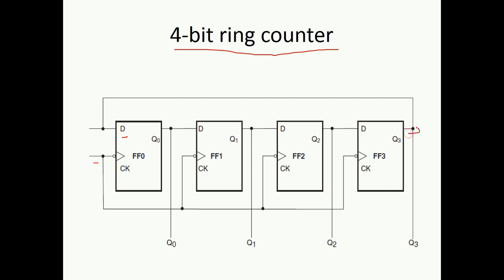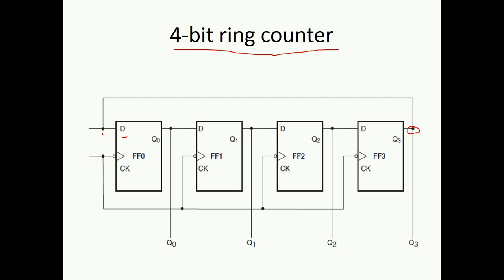Now, you can see it over here. Q3 is given back again as the input to the first flip-flop. So, this is the connection of the feedback circuit in ring counter. In the same manner, you can design 5-bit, 6-bit, 10-bit, 20-bit ring counters. You just need to pick the same number of D flip-flops together and connect the feedback. The output of the last flip-flop will be connected as the input to the first flip-flop.